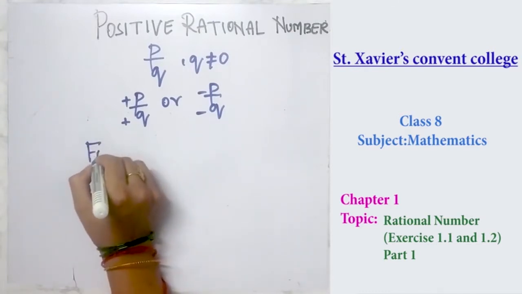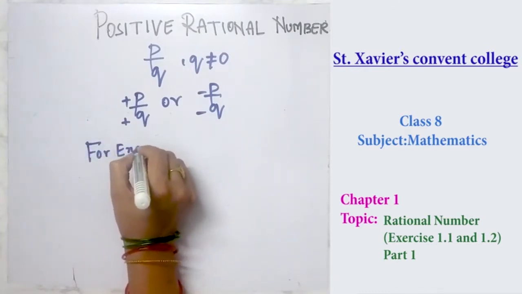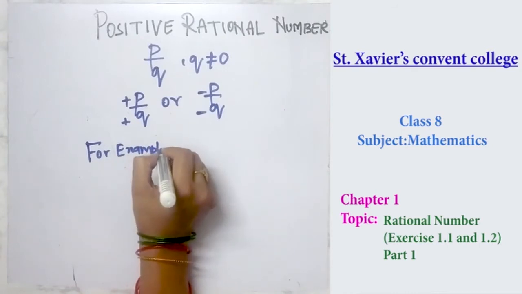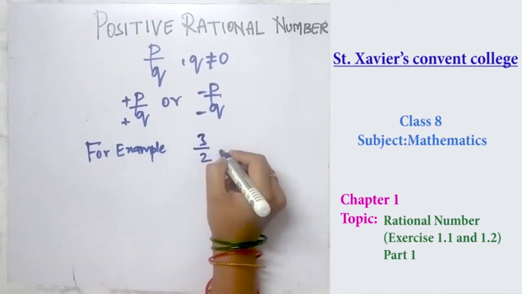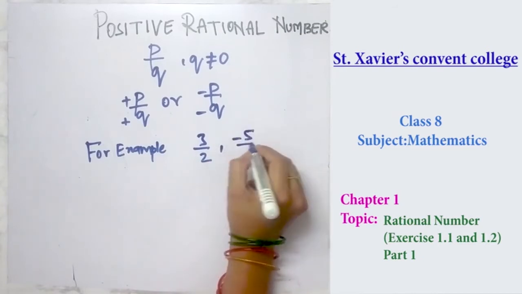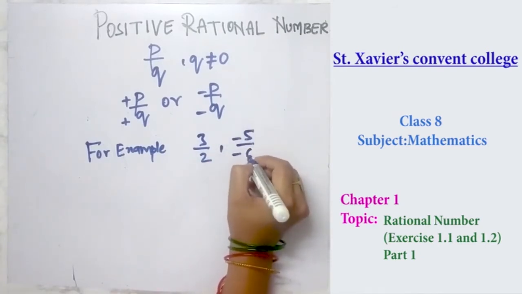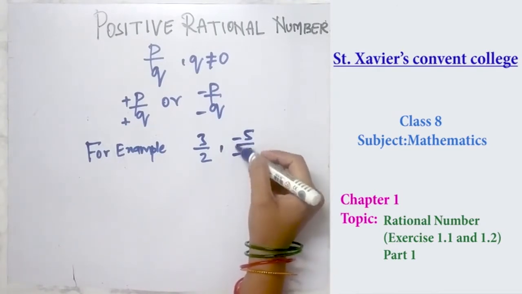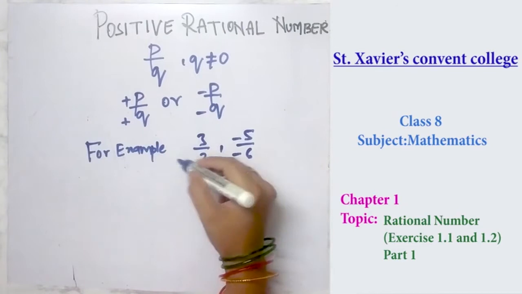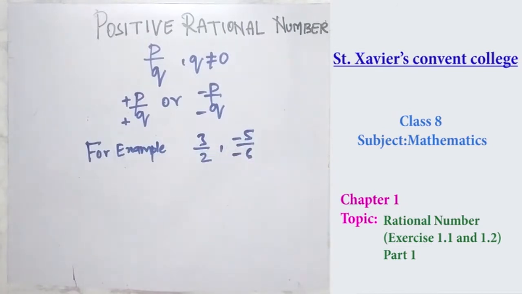For example, 3 upon 2 is a positive rational number. Minus 5 upon minus 6 is a positive rational number. How? Because the minus signs cancel each other. So this is the way you have positive rational numbers.